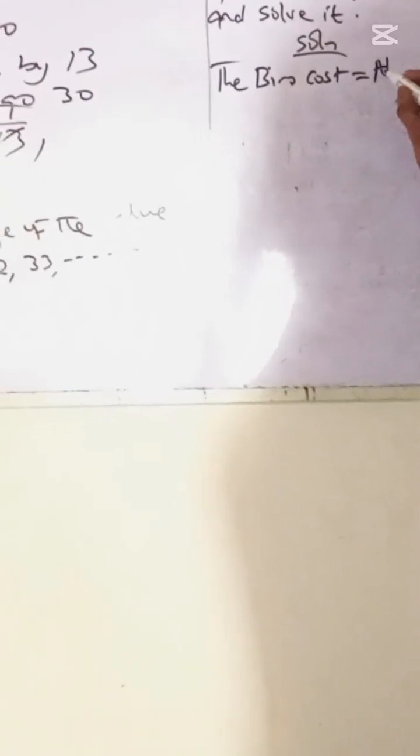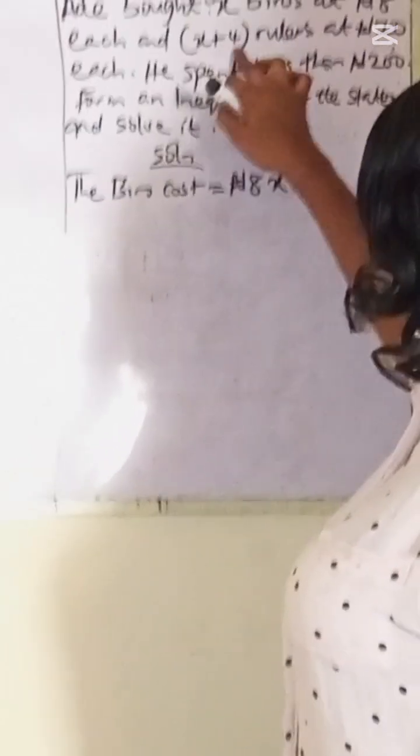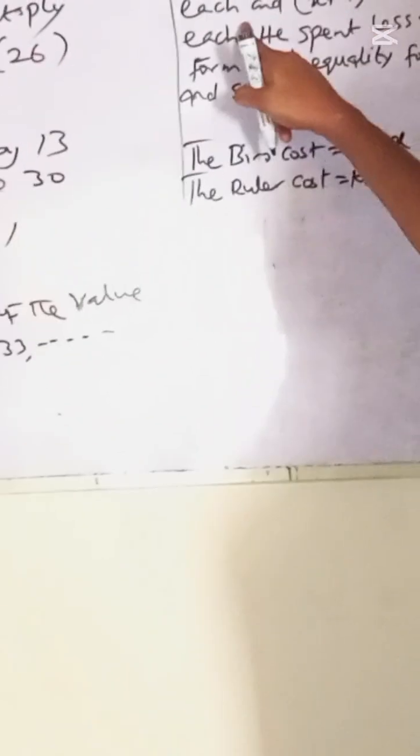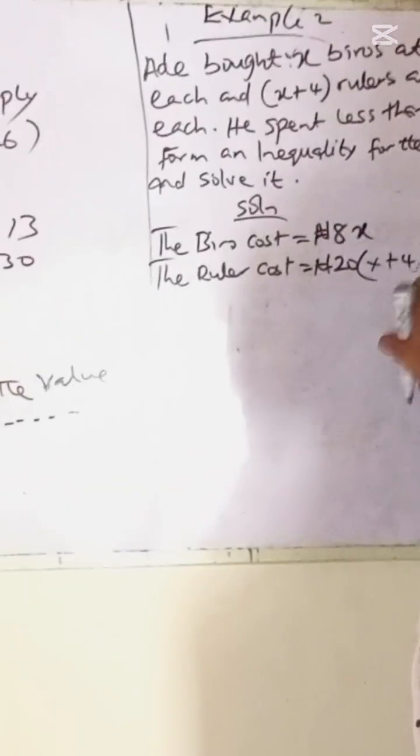It says Ade bought x biro at 8 naira. So the cost of the biro is what? 8 naira, at what? x biro. So I'm going to put my x because he bought x biro at 8 naira. So now I'm going to do the same, and x plus 4 ruler at what? 20 naira. So I'm going to say the ruler costs 20 naira, just as the biro costs 8 naira at what? x. The same thing applies to the ruler. The ruler costs 20 naira at what? x plus 4. So that is why we are having this equation like this.